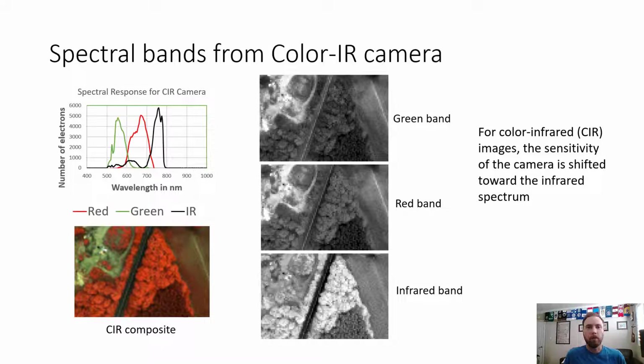Alternatively, we might use some sort of color infrared camera, in which case we would swap out that channel for infrared instead. So we have green occupying between 500 and 600, red occupying between 600 and 700, and near infrared or infrared occupying between 700 and 800, which is outside the segment of the electromagnetic spectrum that we can actually see with our eyes.